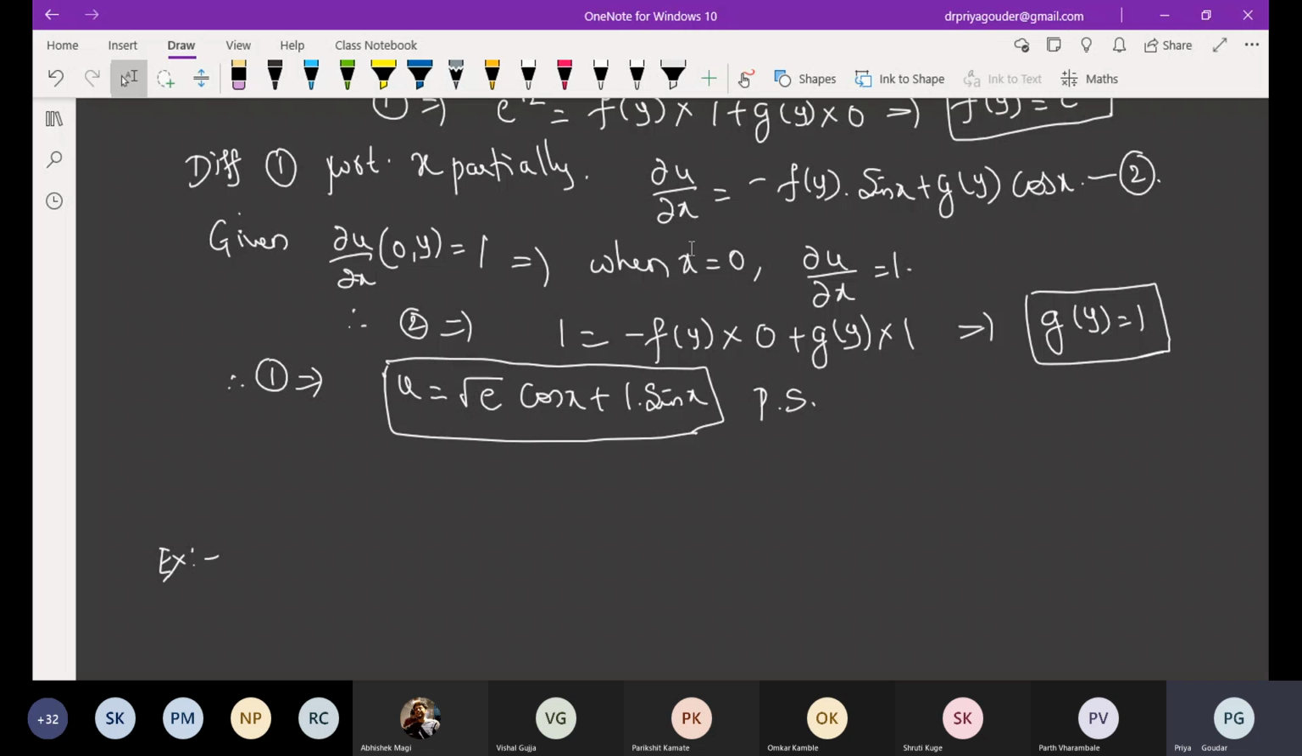Any doubts? Yes, ma'am. I covered both the variables. Again, some more are there. Write down the next. Solve dou square u by dou x dou y is equal to dou u by dou x.